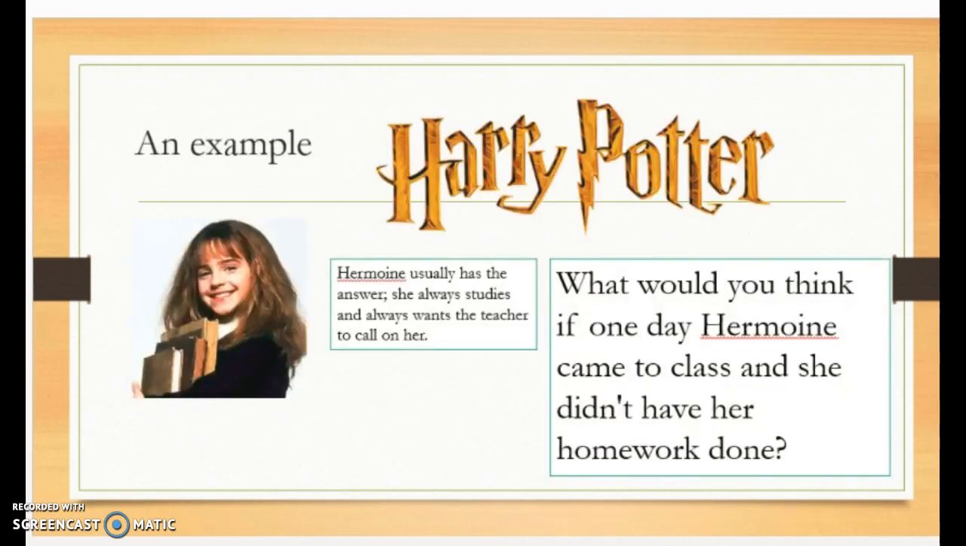So let's look at an example from Harry Potter. In Harry Potter, there's a character named Hermione. And Hermione usually has the answer to every question. She always studies and wants the teacher to call on her, and she's always ready to give the answer, if not more information. So what would you think if one day Hermione came to class and she didn't have her homework done?